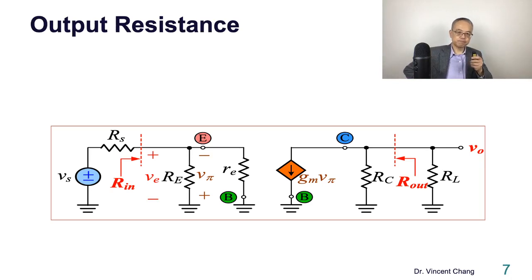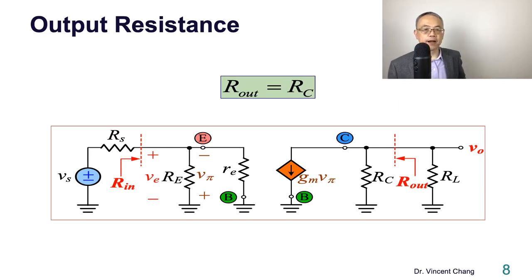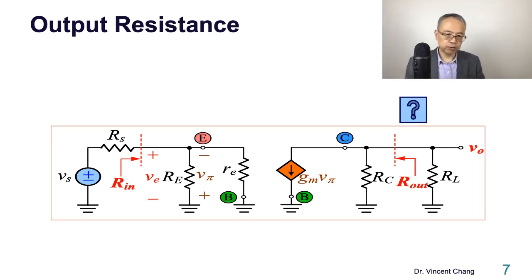The first step, take out the signal source. The answer is shown on the slide. Rout equals RC. But you might ask, what about the voltage controlled current source, gm V pi? Let me rewind. What's the output resistance? Someone said RC. But what about the current source gm V pi? How do you handle gm V pi?